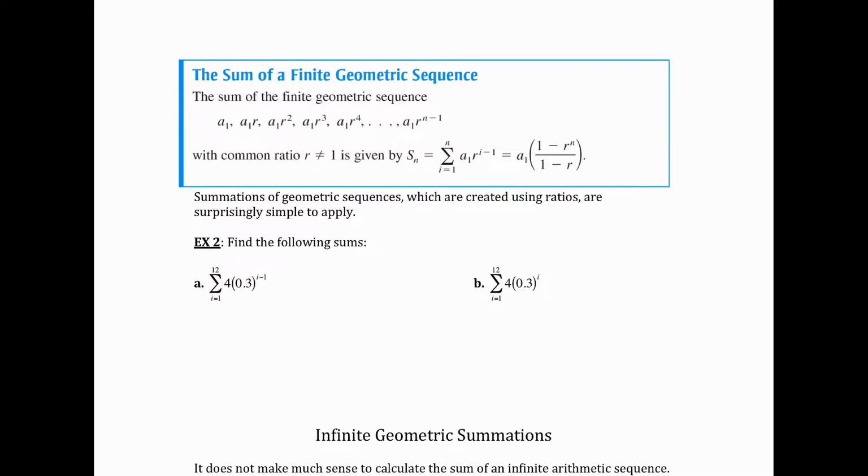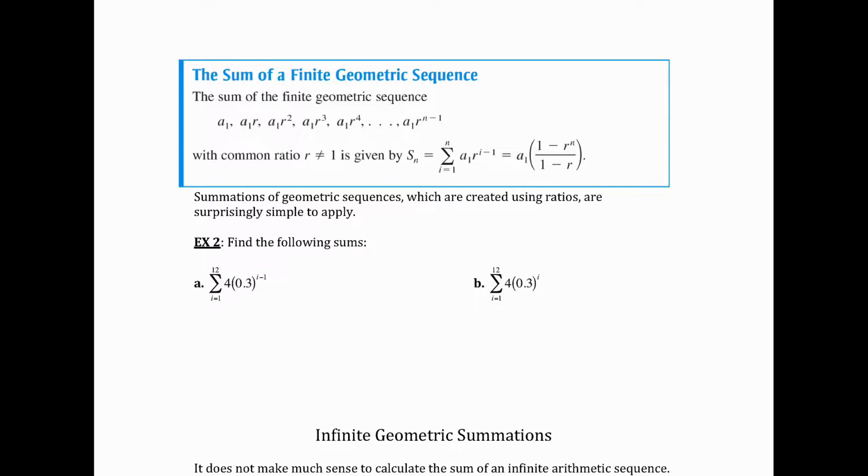Similar to what we had with an arithmetic sequence, there is a quick, short way to add up the first however many terms of a geometric sequence. The sum of a finite geometric sequence is found by using, well, if you have the terms a sub 1 times r, in other words, the second term, and a sub 1 times r squared, the third term, etc.